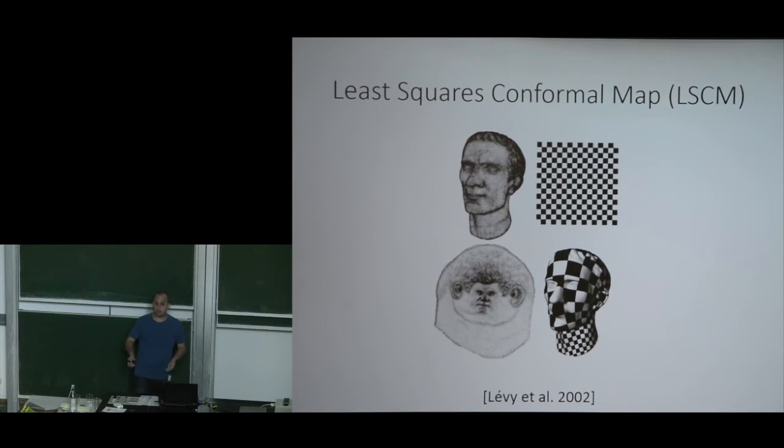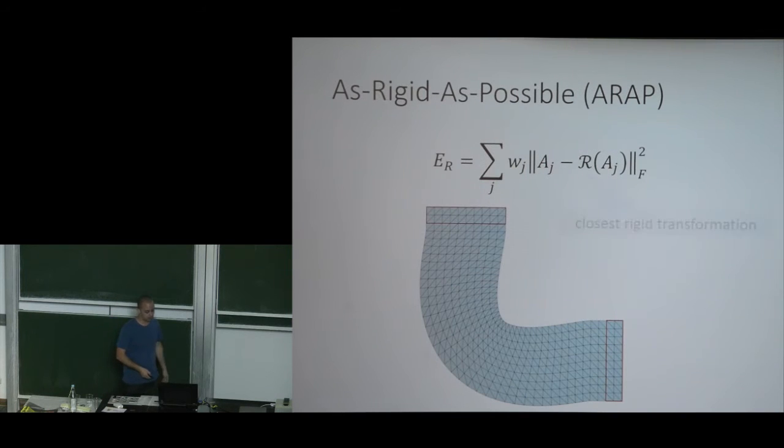So this energy, the least squares conformal map, is quite useful mostly for parameterization. So as Noam described, parameterization is the process in which we take a surface mesh and try to flatten it to find parameterization, which allows us, for example, to put a texture on the mesh, on the surface.